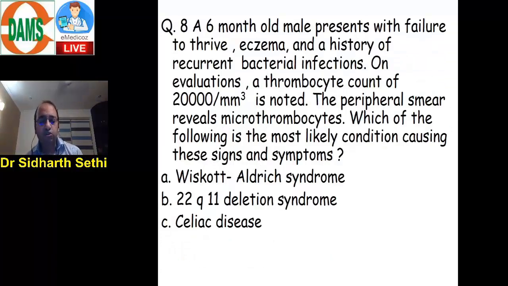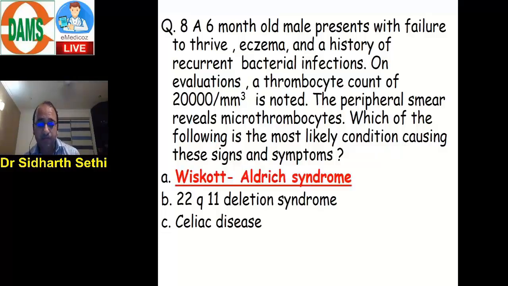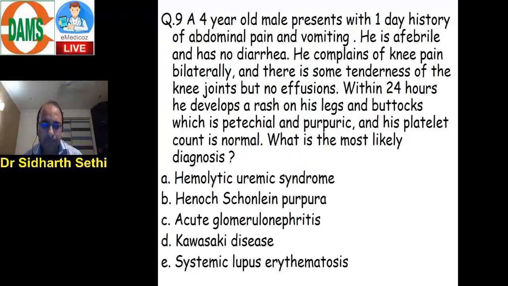Now, this question, in fact the next question, came in your NEET PG last year: a triad of eczema, thrombocytopenia, and immunodeficiency is Wiskott-Aldrich syndrome. Remember, Wiskott-Aldrich is an X-linked recessive syndrome. It's a boy here, all of you, with the classic triad of eczema, thrombocytopenia, and immunodeficiency. Remember, they have small platelets, called microthrombocytes, in Wiskott-Aldrich syndrome.